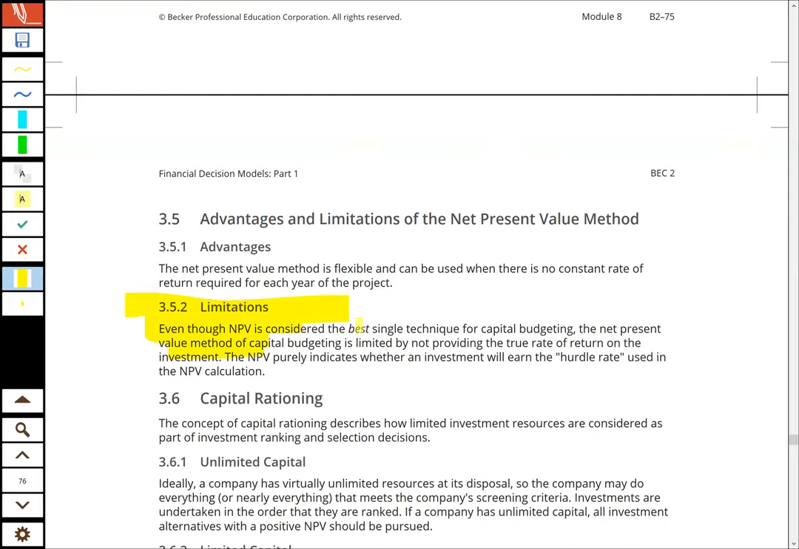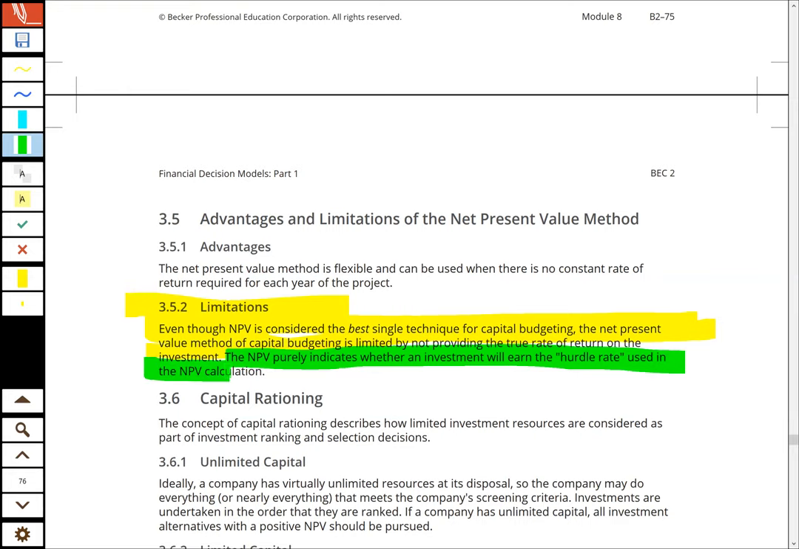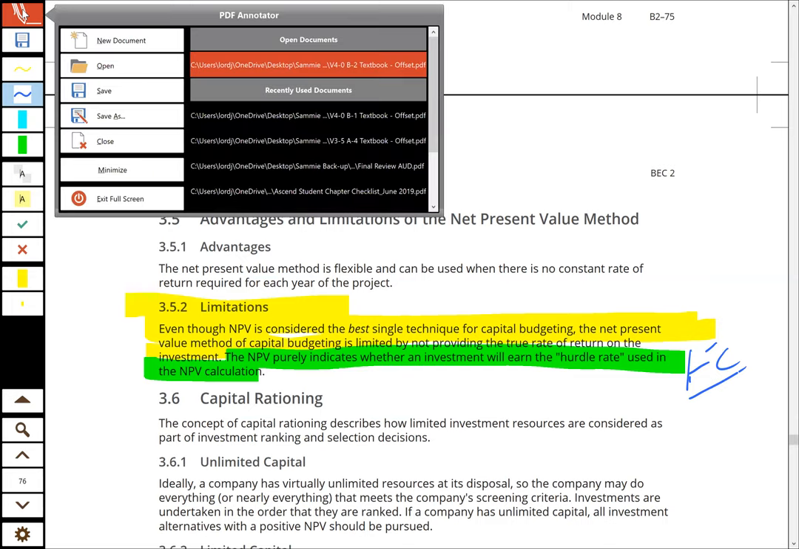Okay, the potential limitation is it simply indicates whether the investment will hurdle the rate used in the net present value calculation. So it is not going to sit there and tell you what the rate of return is on this, unless you happen to be lucky and the net present value equals zero by some miracle. Then if it's zero, that's telling you that was the rate of return. But what you're really looking for is the positive net present value. That tells you, like in our example, the rate of return was more than 16%. I know, because by law of mathematics, it had a positive net present value.